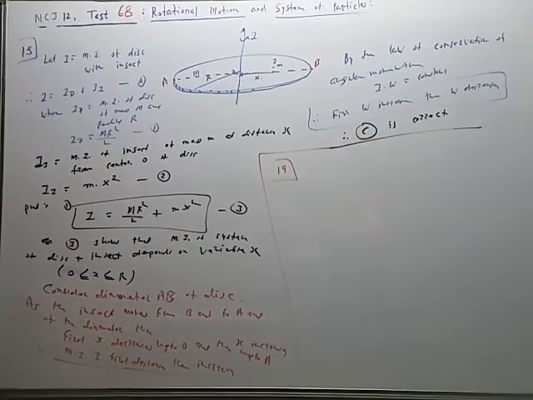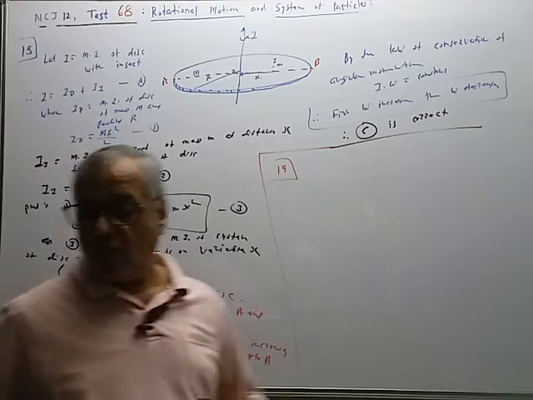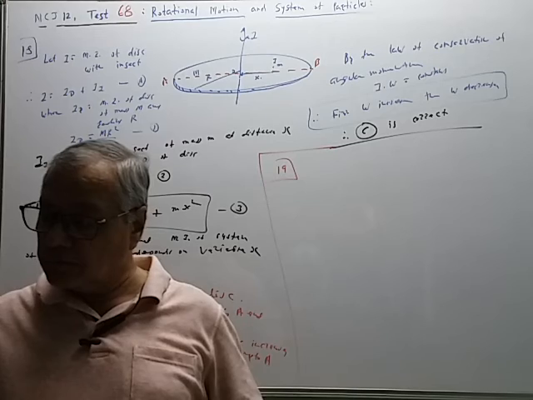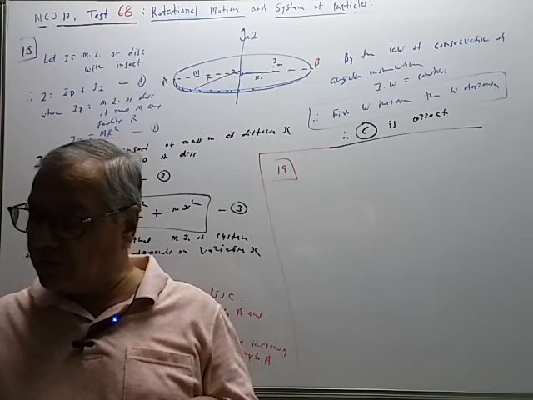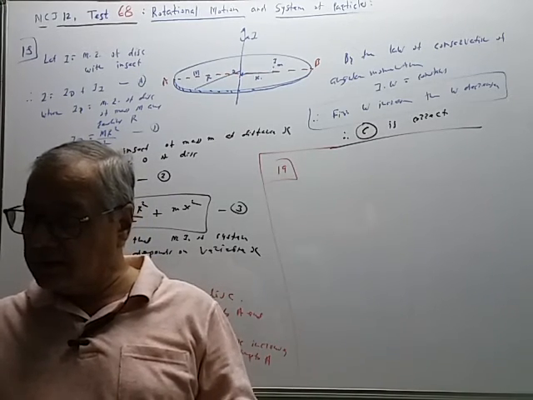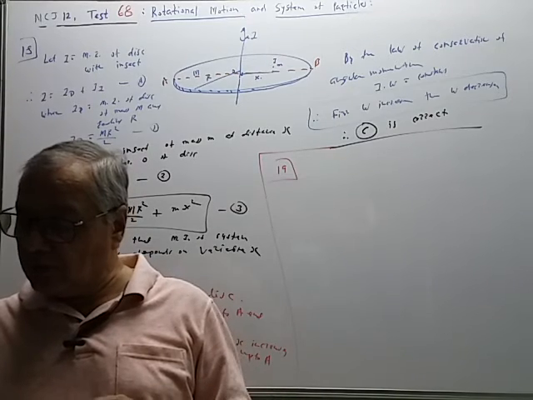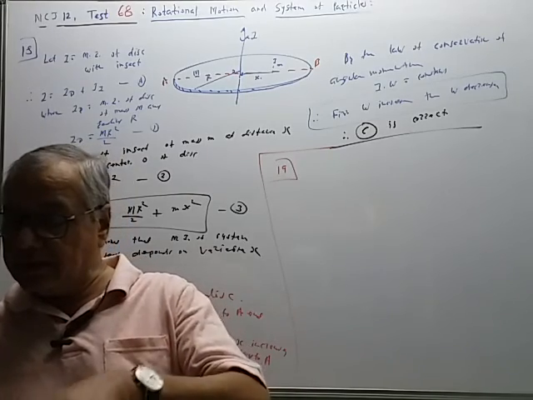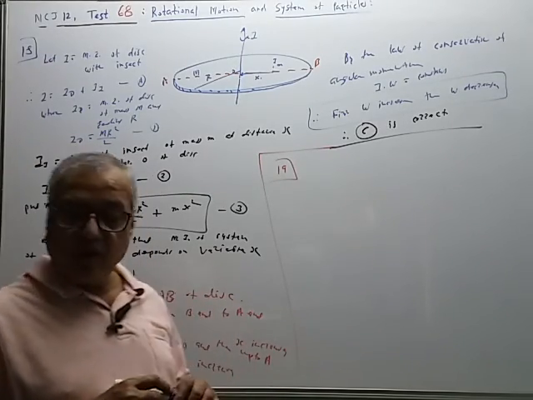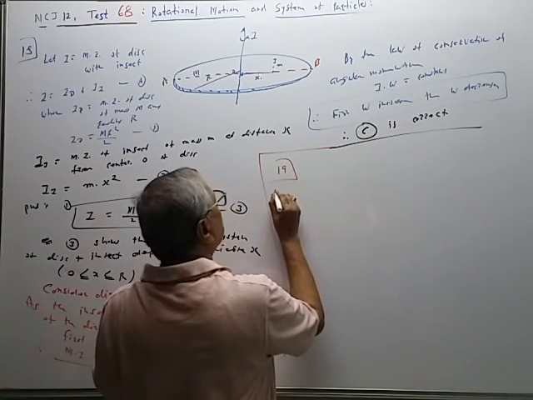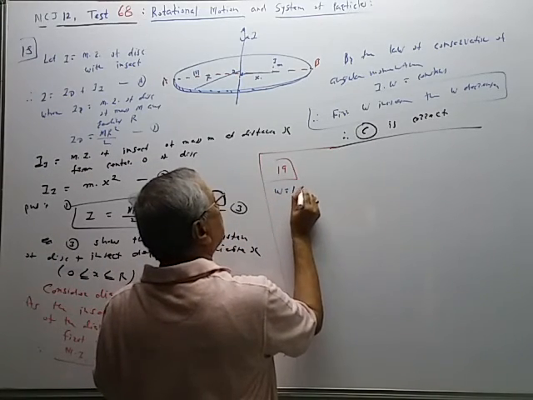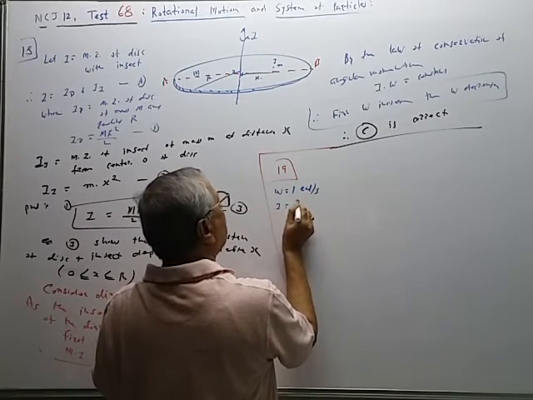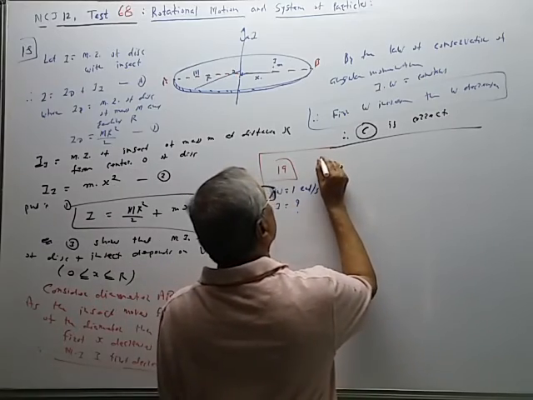Next, question number 19. The moment of inertia about an axis of a body which is rotating with angular velocity of 1 radian per second is numerically equal to 1/4 of its rotational kinetic energy, half of rotational K, and so on. So we have been asked the relation between I and K. Omega is equal to 1 radian per second. I is equal to question mark.